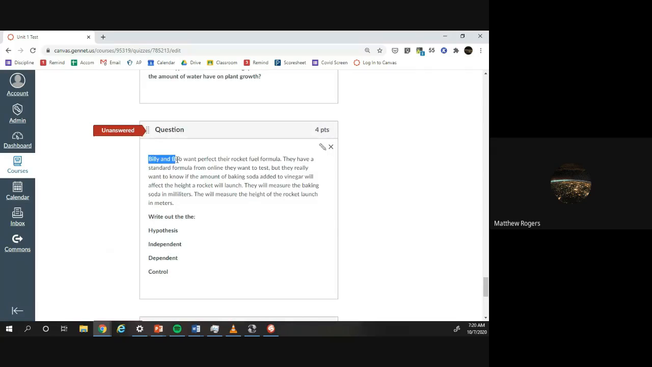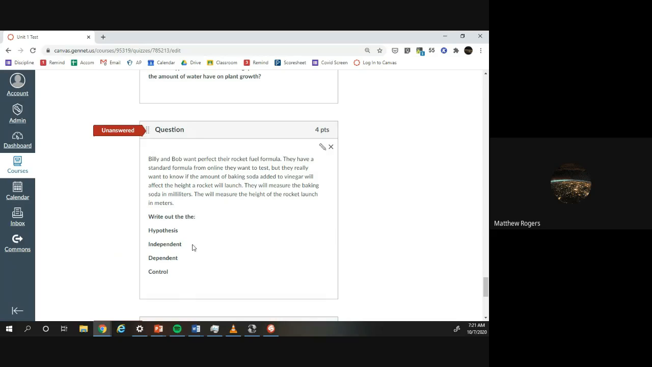Moving on to the next one. Billy and Bob want to perfect their rocket fuel formula. They have a standard formula from online they want to test, but they really want to know if the amount of baking soda added to the vinegar will affect the height of the rocket launch. They will measure the baking soda in millimeters. They will measure the height of the rocket launch in meters. So for the hypothesis, again, you need if, then, because. I don't care what you say.